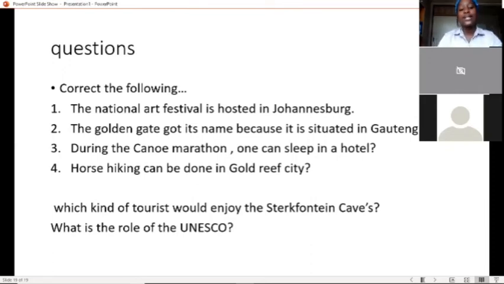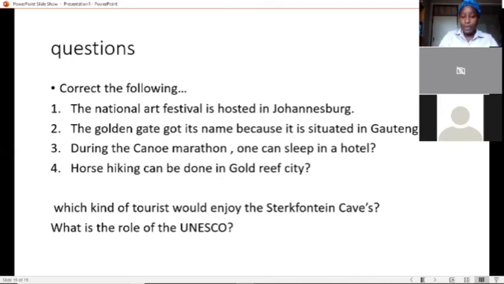Four, horse riding can be done in Gold Reef City. No. What can be done there? You can go to a casino. You can ride roller coasters. Visit the Apartheid Museum. Are you saying the Apartheid Museum? Yes, you can also go there. You can visit the Apartheid Museum.